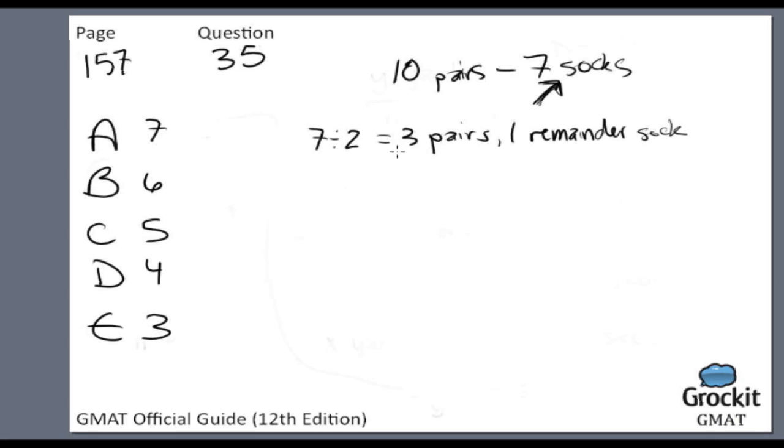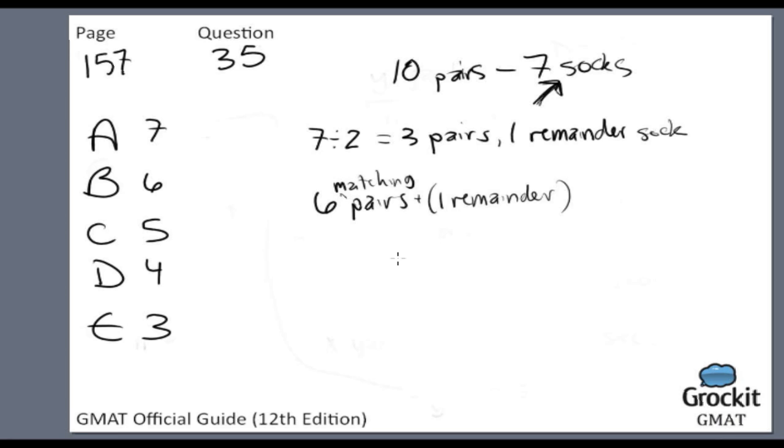So if he lost 3 pairs and one remainder sock, that means he still has 6 pairs left, plus one remainder sock, because 3 pairs would be a total of 6 socks. So it'd be 10 minus 3 is 7, but he also lost another sock, so we're only counting his remaining matching pairs. So he has 6 full pairs and 1 half pair left.